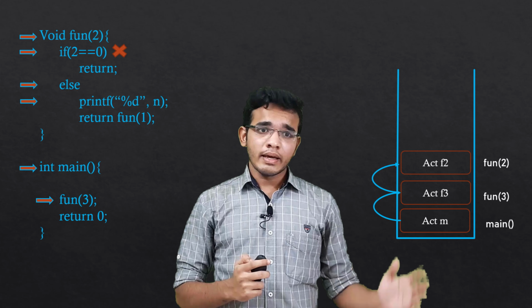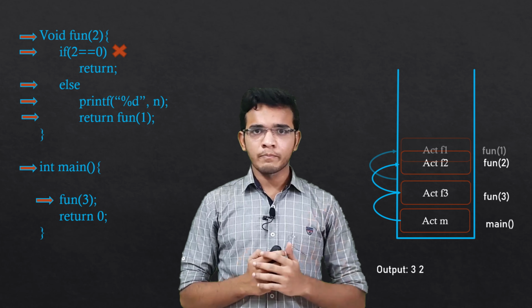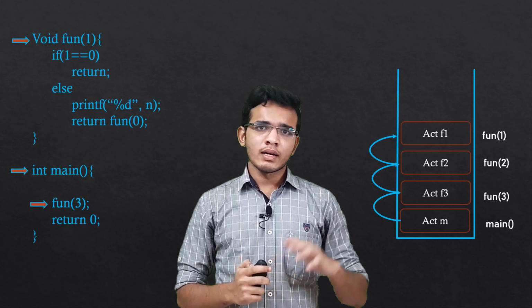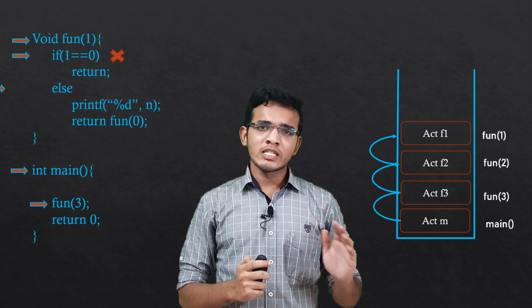The printf statement executes and its value gets printed, and fun of 1 gets called. Again the fun of 1 activation record is pushed onto the stack, and fun of 1 gets analyzed, and if 1 is equal to 0, which is false again, the else part executes and the printf statement gets executed. 3, 2, 1 in the output, and return fun of 0. Now fun of 0 gets called.